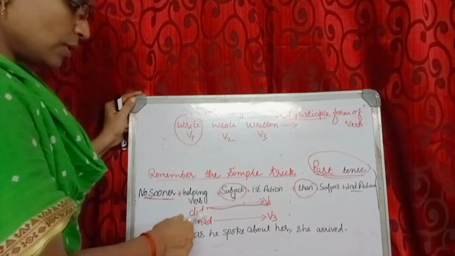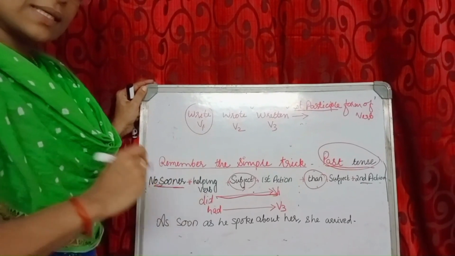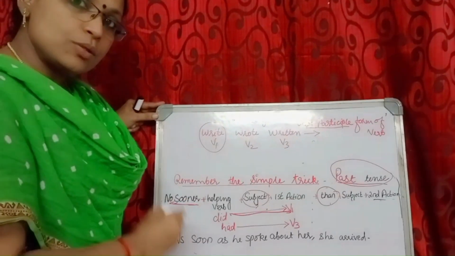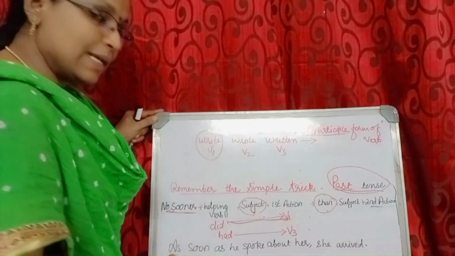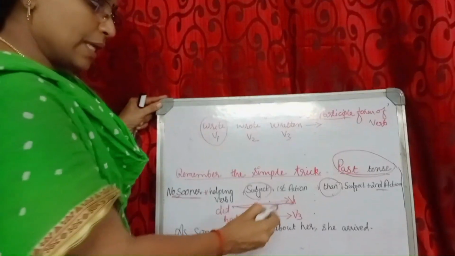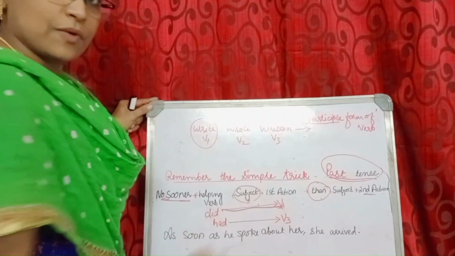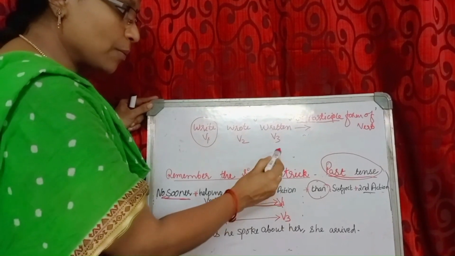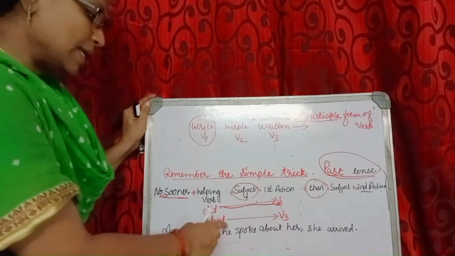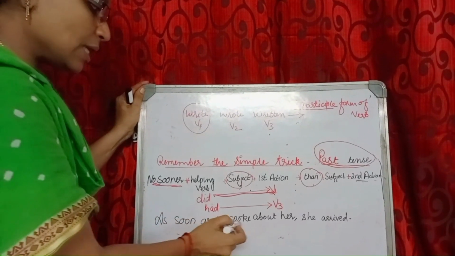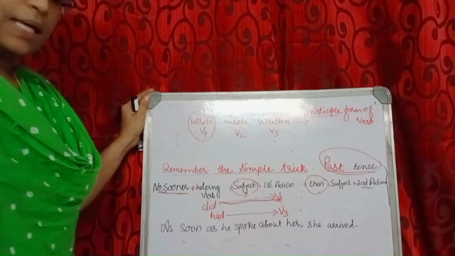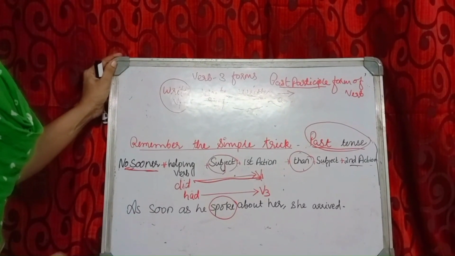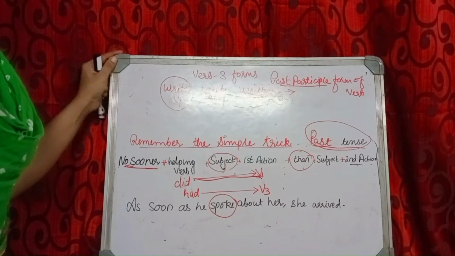So hope you understood. If the question is in simple past tense, there are two ways to begin with "no sooner". One is you can use "did". If you are using "did" as a helping verb, then the first form of the verb is to be used. If you are writing "had" as the helping verb, the third form of the verb is to be used. So let's see the example: "As soon as he spoke about her, she arrived." First we should understand the verb "spoke", which is in past tense.